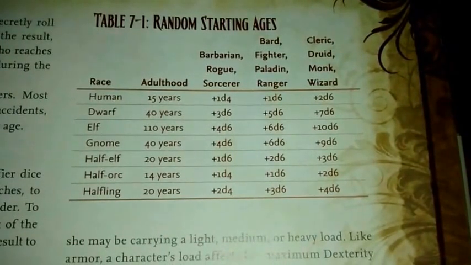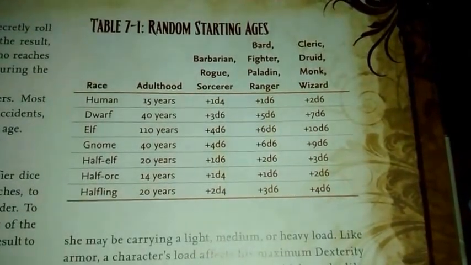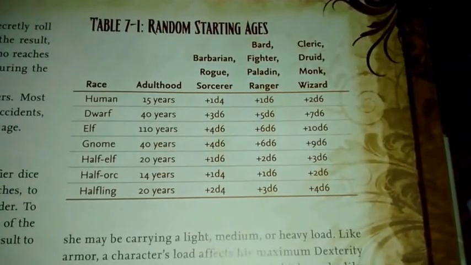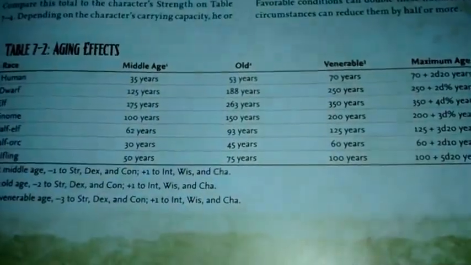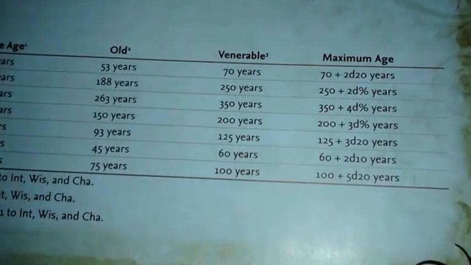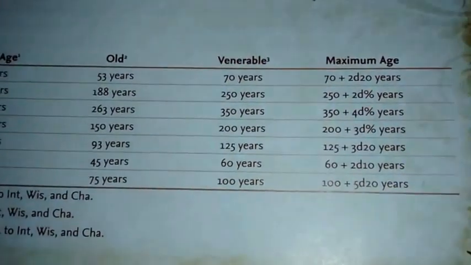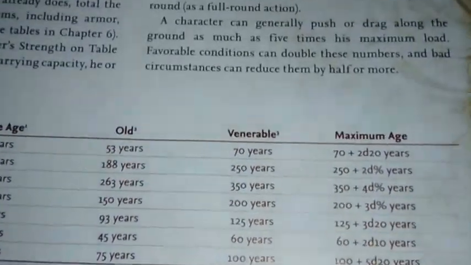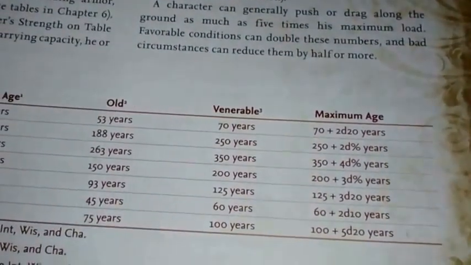So say I rolled two 6s and a 1, I would then add 13 to 40, and I'd be 53 years old for a dwarf. If you want to be able to pick your own age, then you'll want to figure out what the maximum age of a character can be. For dwarves, that's 250 years old. And then just pick an age between adulthood and maximum age. So for dwarves, minimum age 40, maximum age 250.